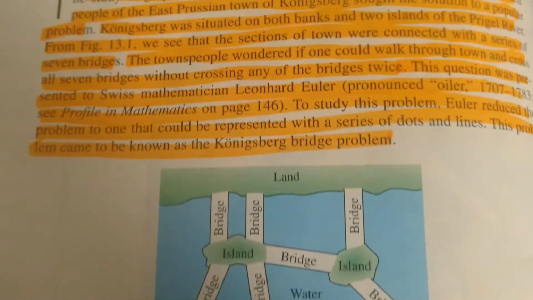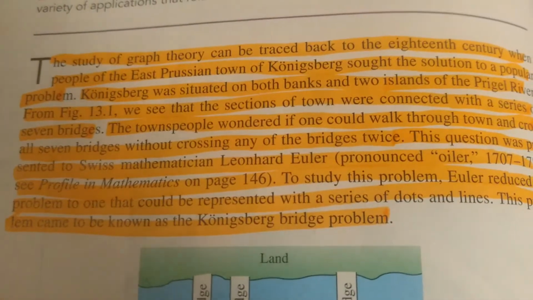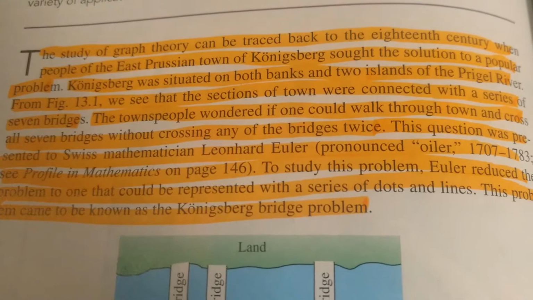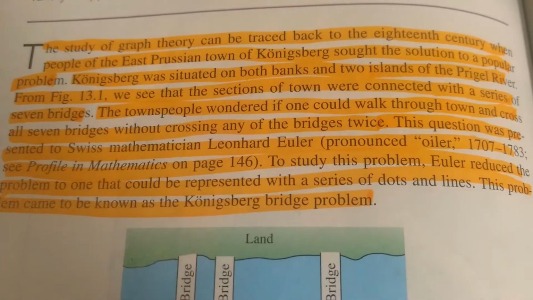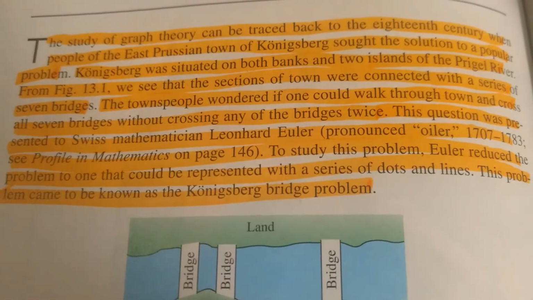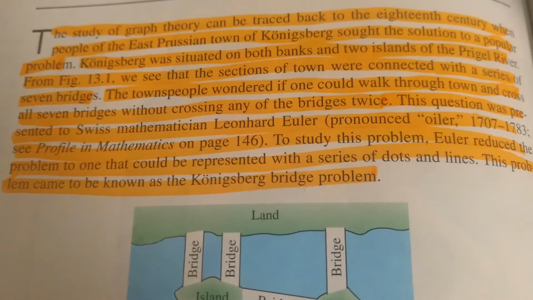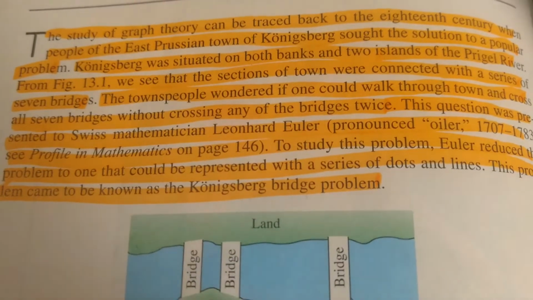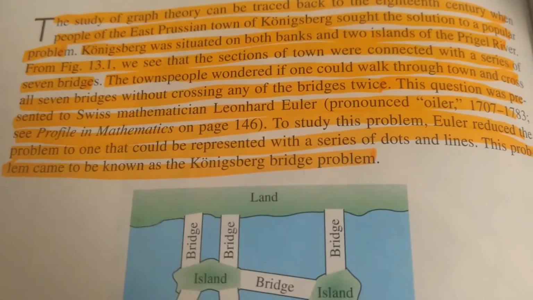It says the townspeople wondered if one could walk through town and cross all 7 bridges without crossing any of the bridges twice. This question was presented to a Swiss mathematician, Leonhard Euler. Euler's very popular, or Euler.